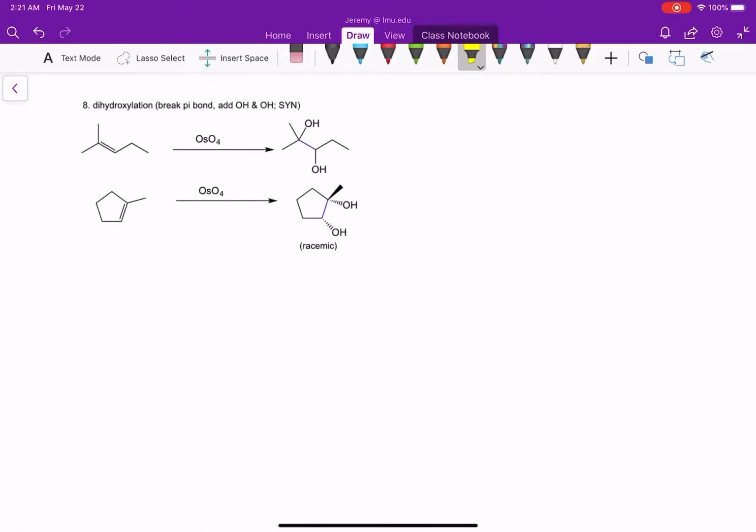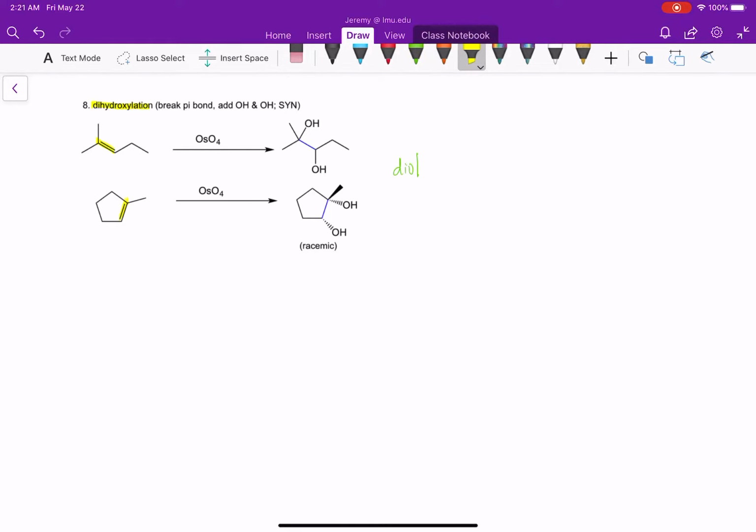Okay, the next reaction we're going to cover is dihydroxylation. Again, this is an alkene addition reaction. We start with an alkene, and we're going to get as our final product a diol. That means we have two alcohols, and they're going to be right next to each other. We can think of those diols as being on carbons 1 and 2, which just means they're next to each other.